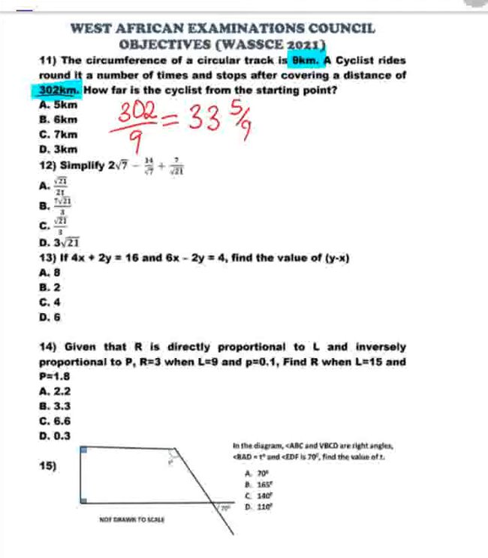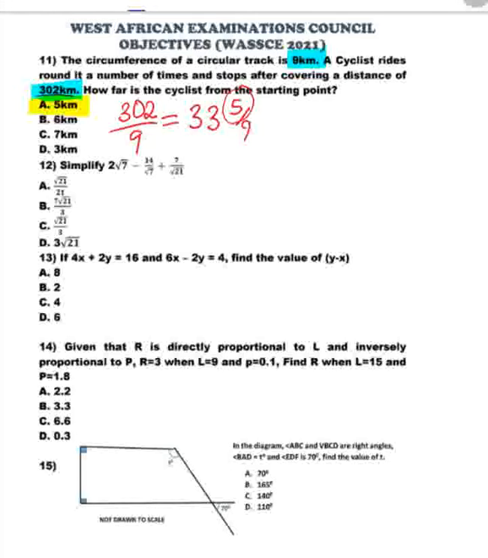So then at this point, that is 5 kilometers, the remainder will be the new position of the cyclist. Therefore, the correct option is A, which is 5 kilometers.